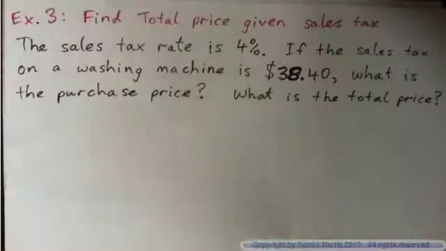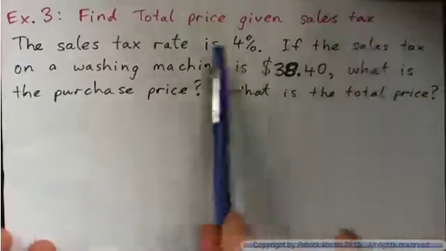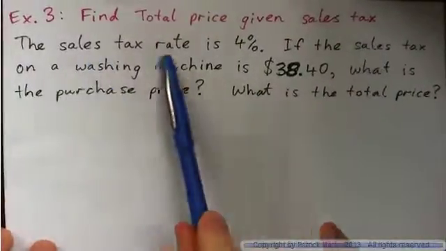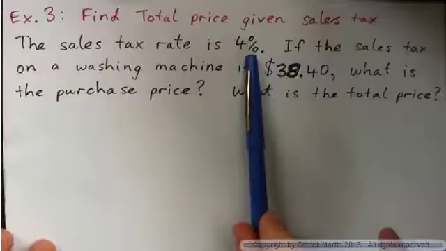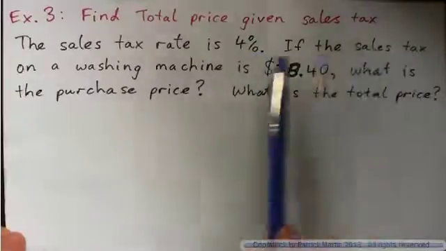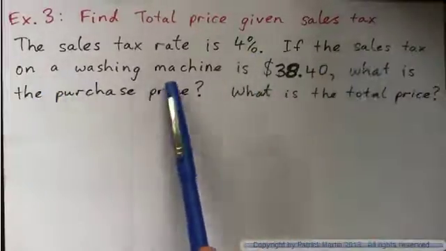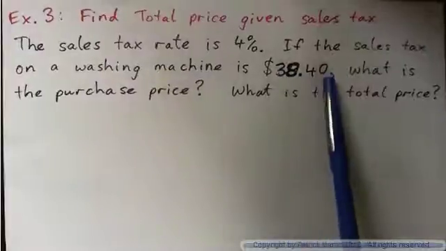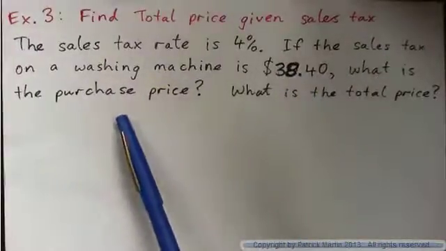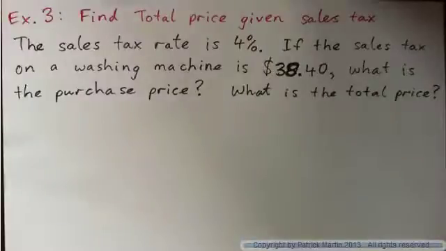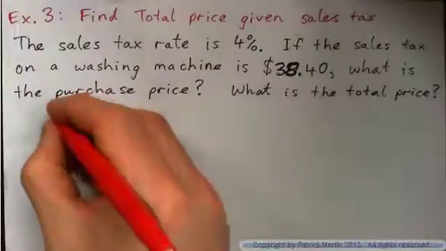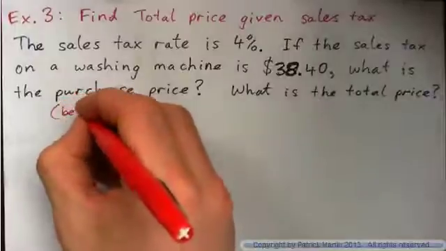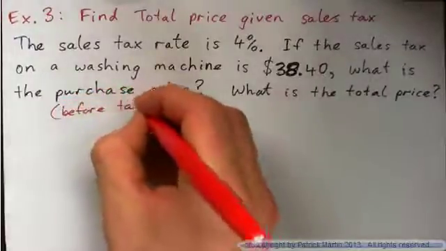Now, find total price given sales tax. If the sales tax rate is 4%, and the sales tax amount on a washing machine is $38.40, what was the purchase price of the washing machine? And then find the total price. So we'll start with looking at the purchase price. Purchase price actually means the price before tax. So we'll look at that first.